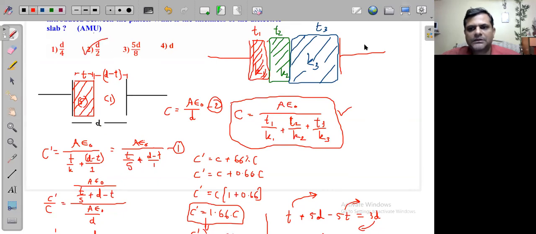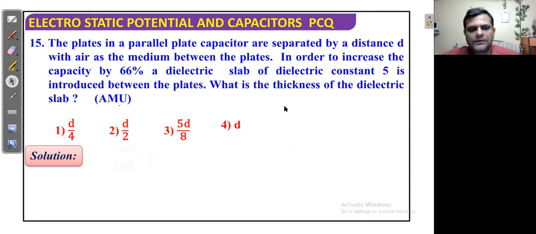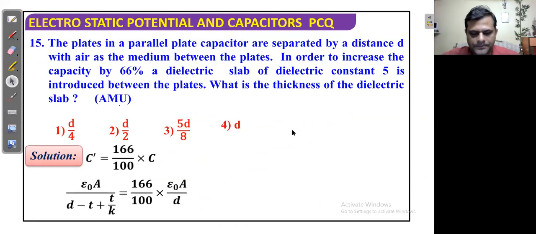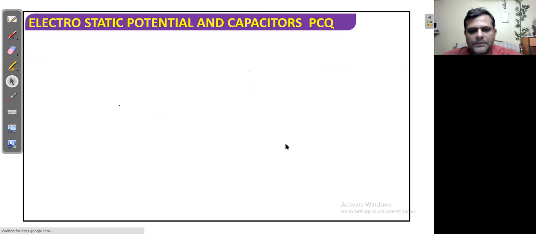Let us check. It's the same thing done here. Only the calculation part is not done carefully. So let us see the next question.